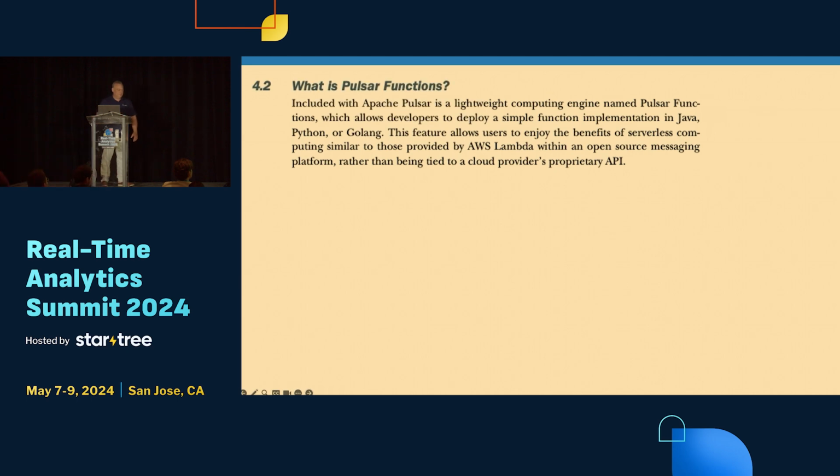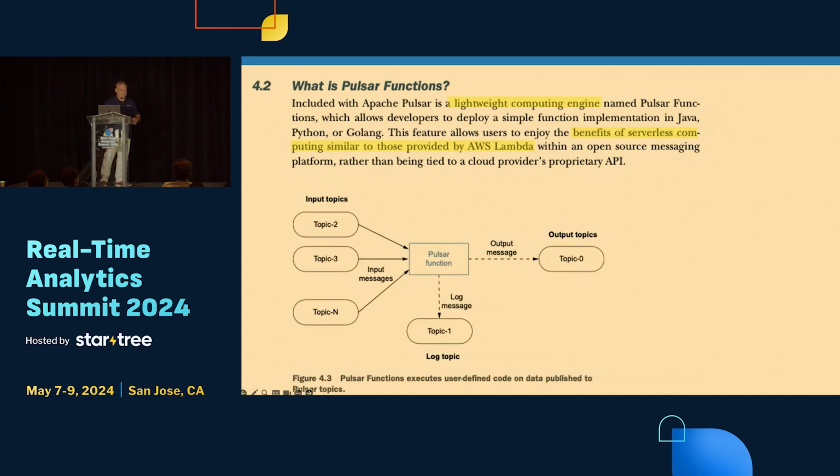So what is it? Open up the book, get to about chapter 4. Pulsar Functions is basically a lightweight computing framework, an event-driven processing framework. An event comes in, an event comes out. It has all the benefits of your serverless computing, but you're not bound to AWS, something like AWS Lambdas or Google Functions or something like that. So it has the same concept, same very simple programming model, but it's tied to Apache Pulsar.